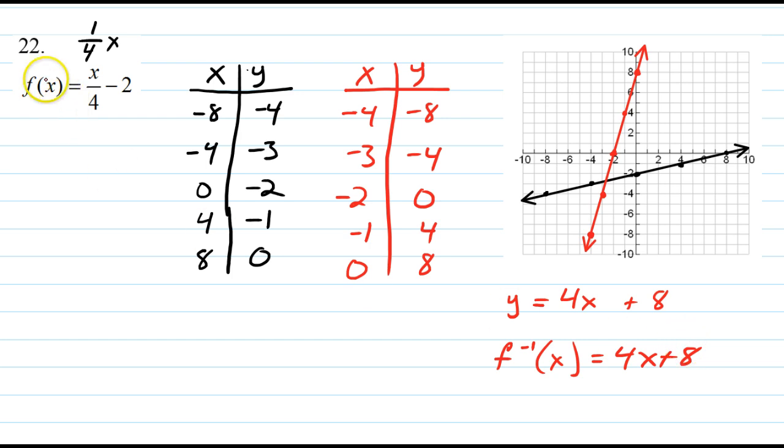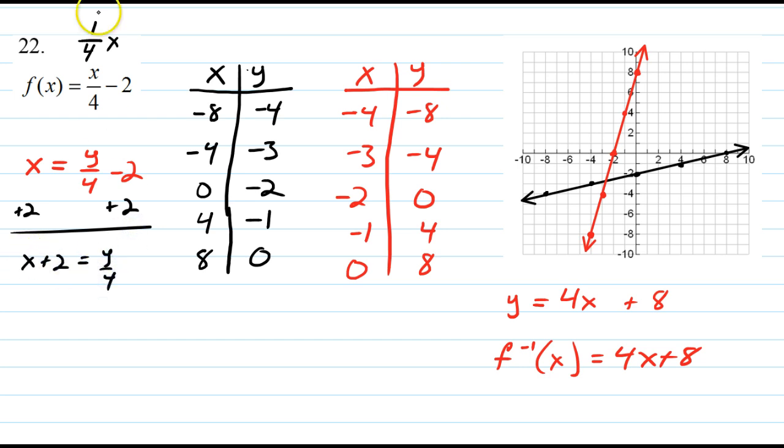If you wanted to get that here, remember we'd switch the x and y, and so we'd have x equals y over 4 minus 2. We'd add 2 to both sides. Get x plus 2 equals y over 4. Multiply everything by 4. And we get 4x plus 8 equals y, which is what we had here.